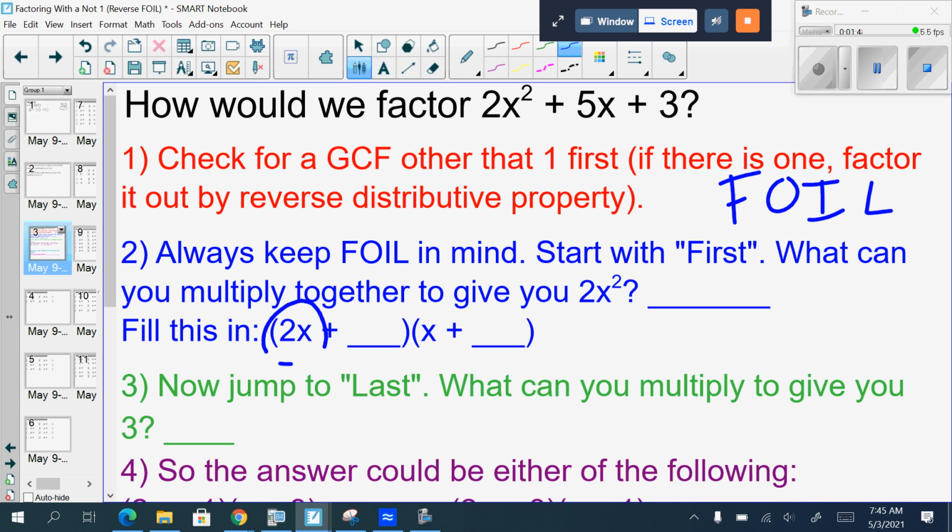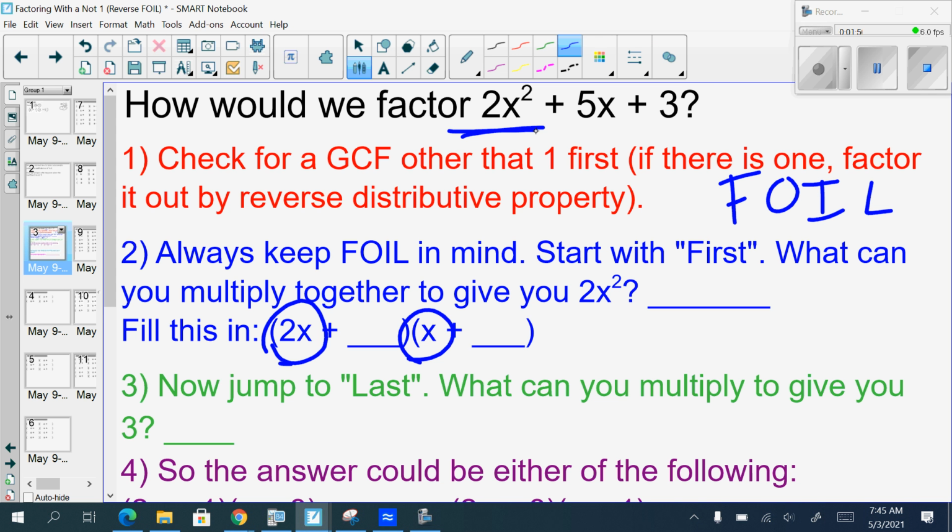What goes in your first two blanks has to multiply to give you 2x squared. So I picked 2 for us to look at for our first example because 2 is a prime number. So the only way we're going to get that is 1 times 2, right? So it's going to have to be 1x and 2x in our first blanks. So I already have that filled in for you, okay?